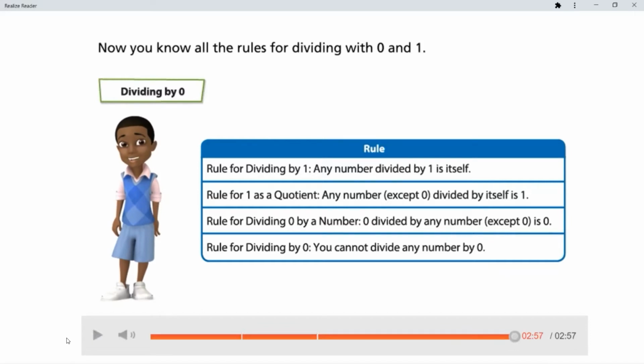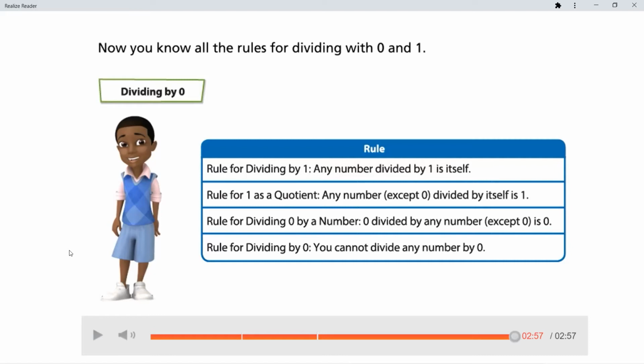All right, so take a minute to review these rules really carefully. Now, the rule for dividing by 1 is that any number divided by 1 is itself. This is very similar to our identity property of multiplication, where we said any number times 1 is equal to that same number.